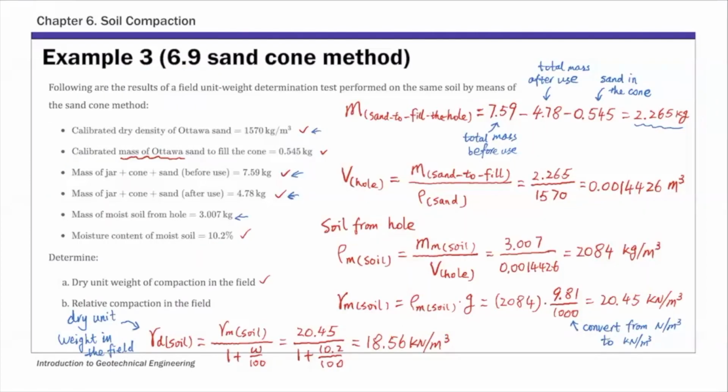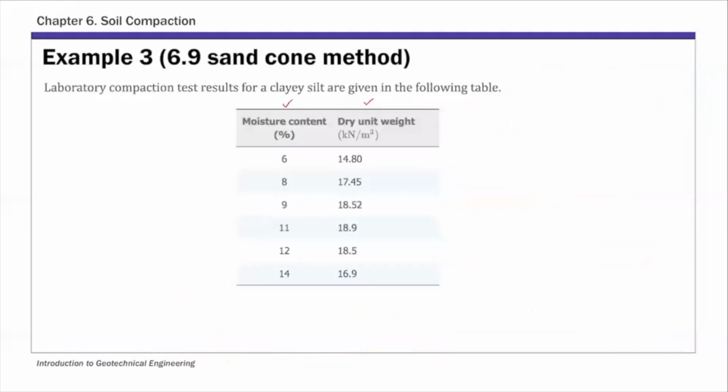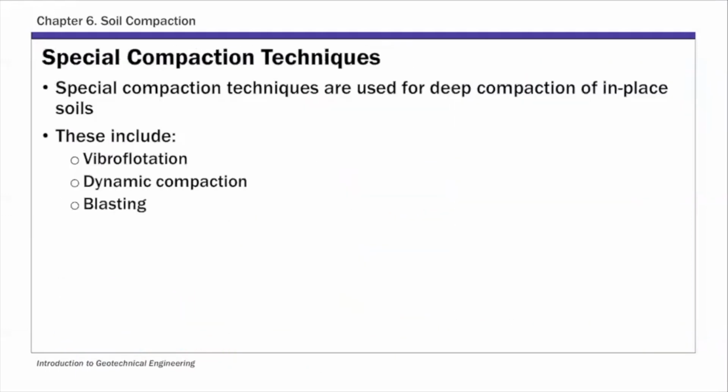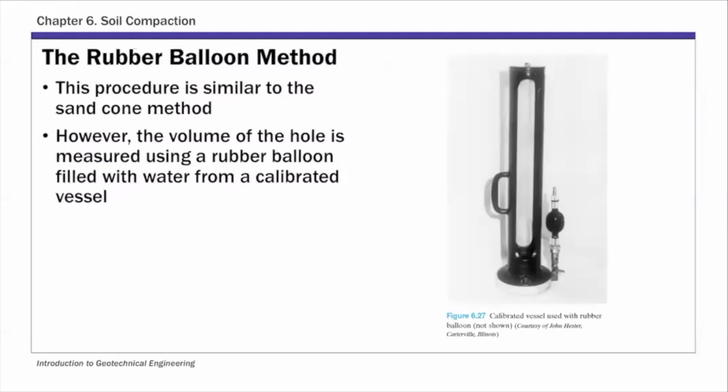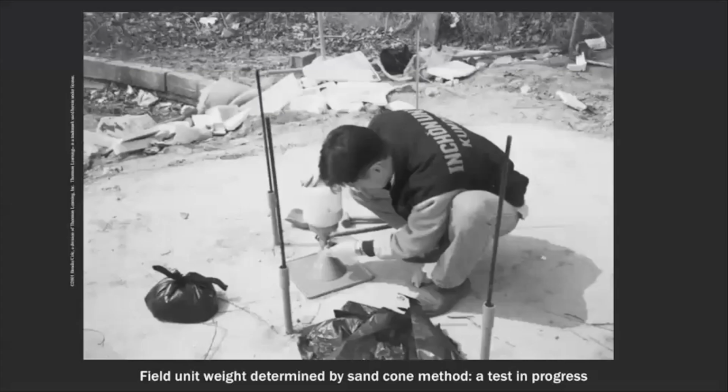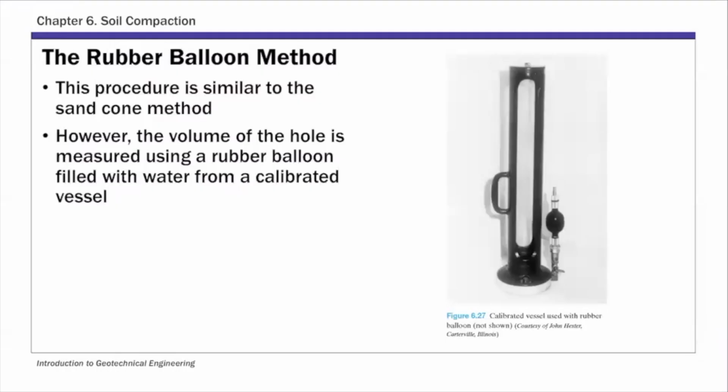So let me go back to our slides. Okay, so this is the sand cone method, and the rubber balloon method, as I mentioned, fundamentally it uses the same principle. So basically, you fill the hole with materials with known density, and for rubber balloon method, you fill the hole with water, okay? And you know the density of water, so you can back calculate the volume of the hole. And so that's why I say these two methods are very similar.